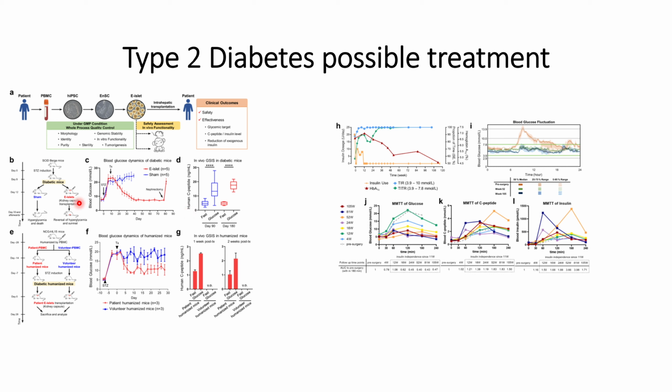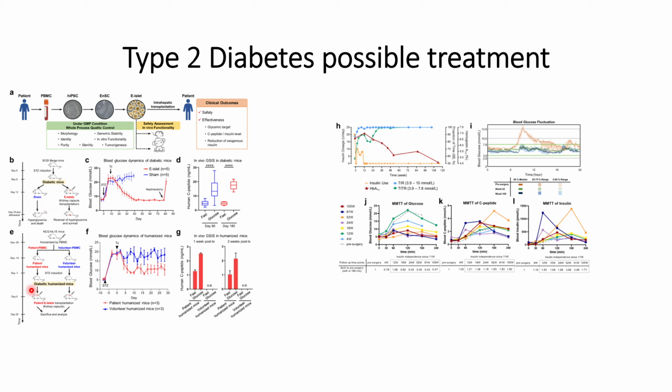So after the successful, expected results they got from these SCID mice, they decided to use this humanized PBMC in humanized mouse models. And what they did is, for the control, they used volunteer PBMC from people who do not have diabetes, and also patients that have diabetes, and they did a similar experiment to the one they did in step 2.